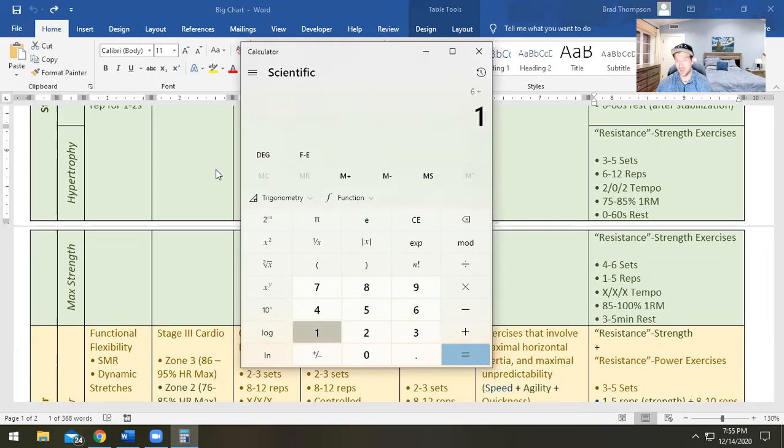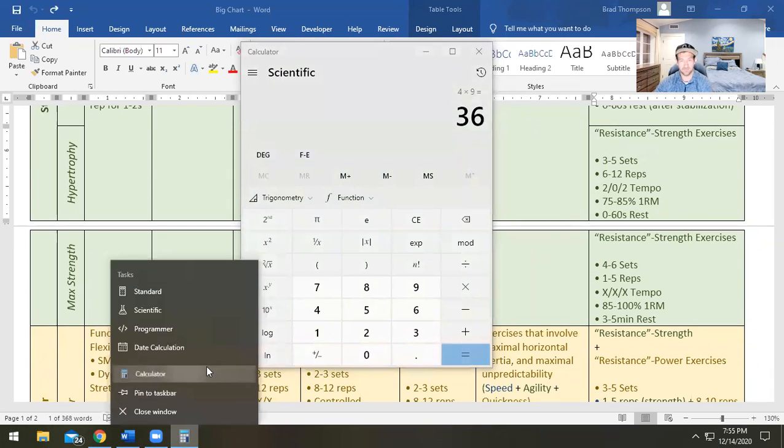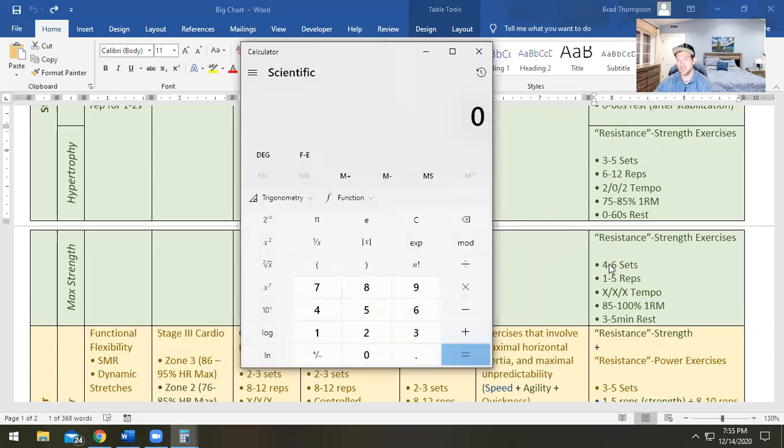So we had 6 plus 12, and there's 2 things, so we'll divide it by 2. That's an average of 9. And it is 3 to 5 sets. So 3 plus 5, that's an average of 4. So 4 times 9 is an average of about 36 in terms of total training volume, versus 4 to 6, which is an average of 5, and 1 to 5, which is an average of 3. So 5 times 3 is actually only a total training volume of 15.